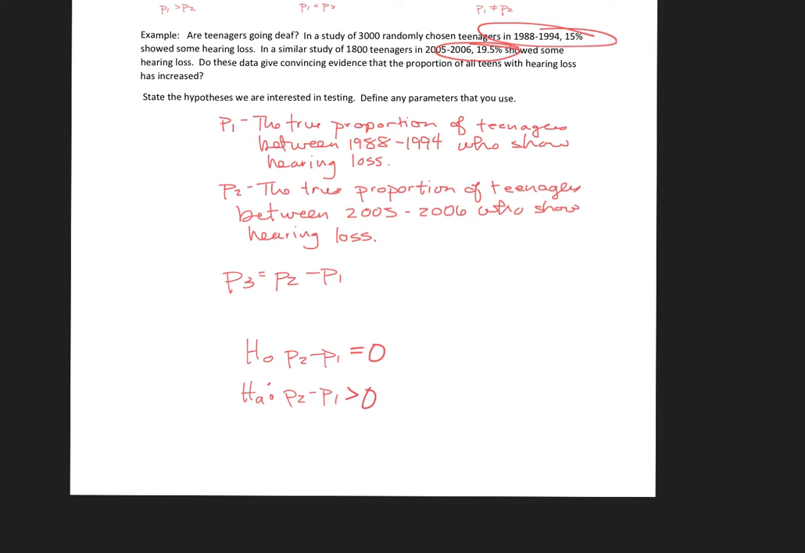If we do P1 minus P2, you're just going to do a less than problem instead, because 15 minus 19.5 is a negative number, negative 4.5. So it just doesn't matter. Just keep track of what you're doing.